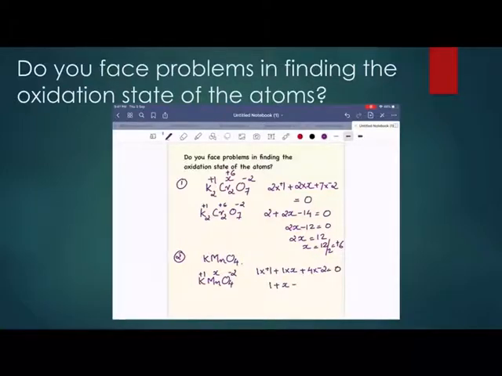1 plus x minus 8 equals 0. x minus 7 equals 0. x equals +7. So now I can write the oxidation state of all the atoms: K +1, manganese +7, oxygen -2.